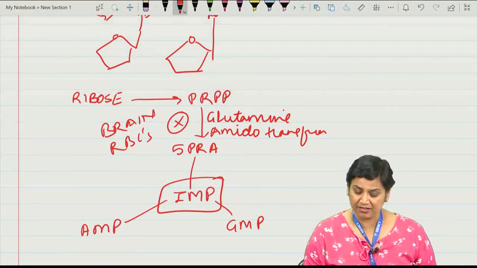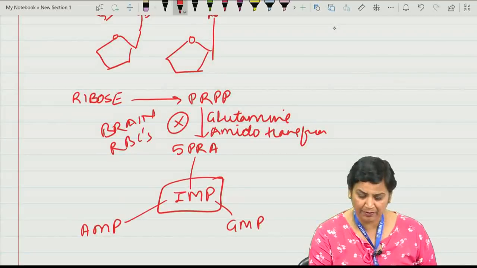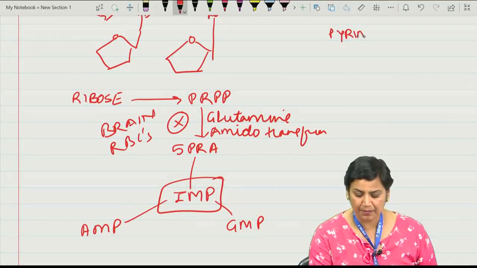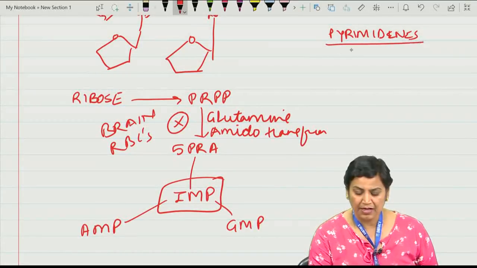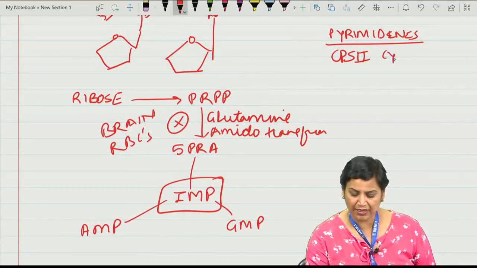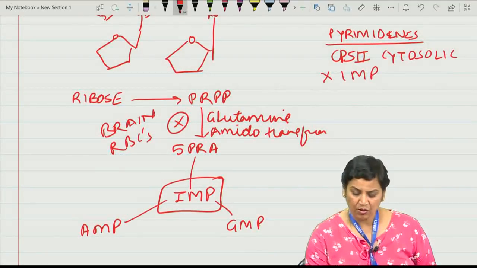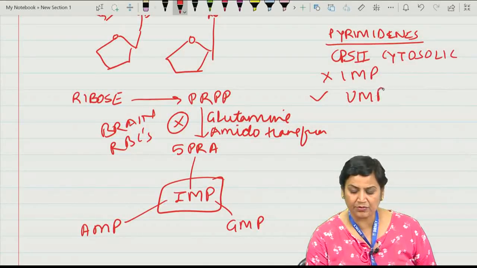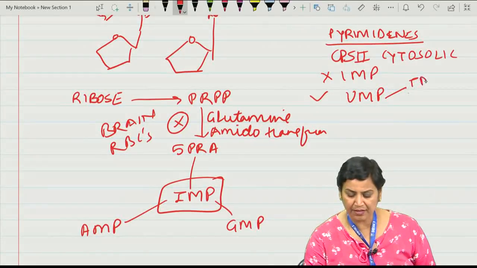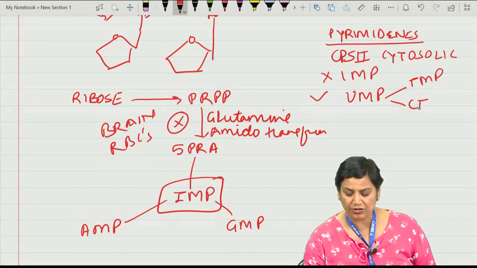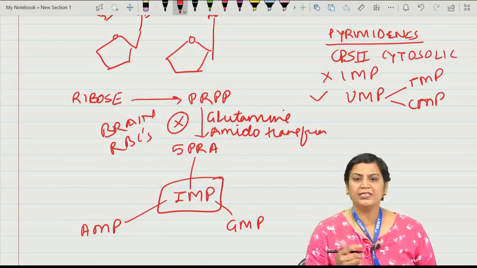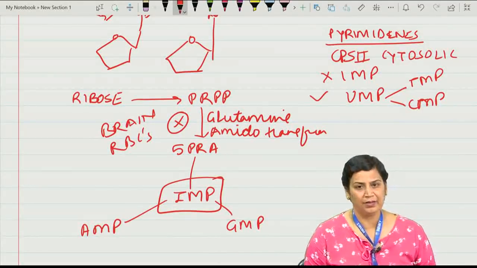Whereas in case of pyrimidines, it is simple. If we take the example of pyrimidines, the CPS2 enzyme is required, which is a cytosolic enzyme. No IMP is produced in this. Only uracil monophosphate is produced, which forms thymine and which forms cytosine. This is how the synthesis of purines and pyrimidines takes place.